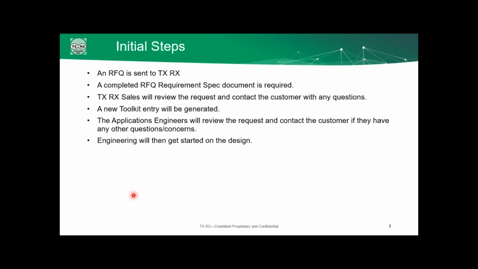A new Toolkit entry will be generated along with a unique Toolkit number, and we use that Toolkit number as a reference for the RFQs and for the designs. Any special notes will have to be entered into the Toolkit entry appropriately, and then the applications engineers will review that request, and if they have any other questions, mainly on the technical side, they'll contact the customer. Otherwise, they'll get started on the design.